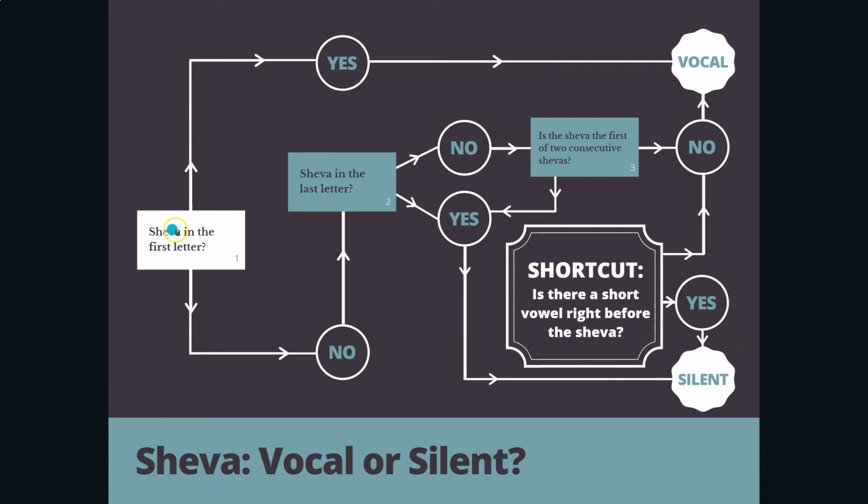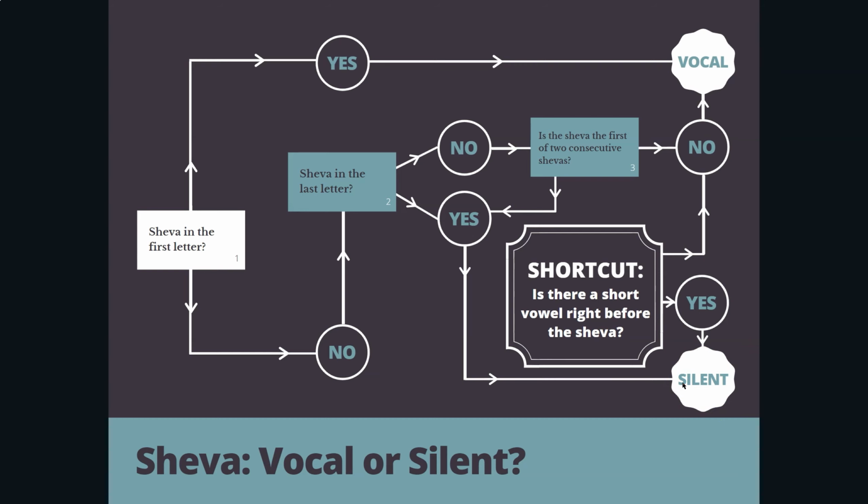If you want to start from the beginning, the first question you can ask is: is the Sheva under the first letter of a word? If it is, it's vocal. If it's not under the first letter of a word, then you would ask, is the Sheva under the last letter of a word? If the Sheva is under the last letter of a word, then it will be silent.